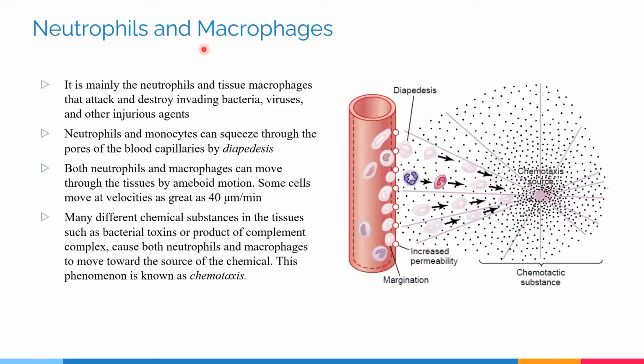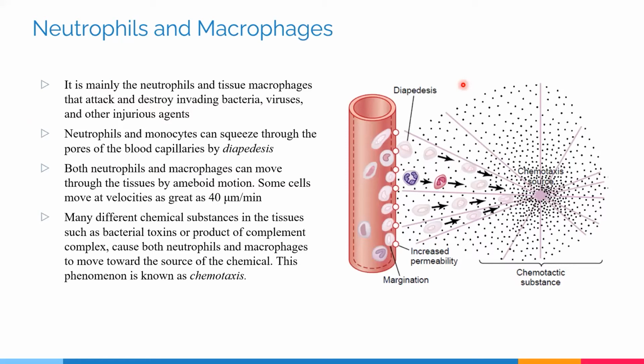So let us look at neutrophils and macrophages and how they act. It is mainly neutrophils and tissue macrophages that attack and destroy invading bacteria, viruses, and other injurious agents. Neutrophils and monocytes can squeeze through pores of the blood capillary by diapedesis. So diapedesis is the process by which the neutrophils and macrophages present in the blood can circulate directly into the tissue. So this side is the tissue side.